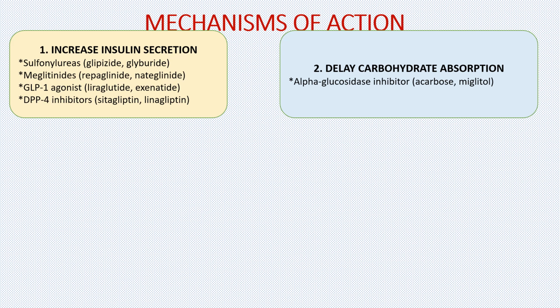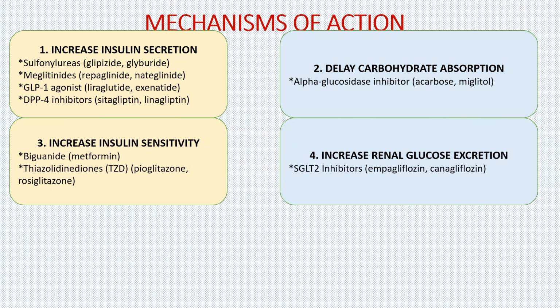Second, it delays carbohydrate absorption. So this medication slows the digestion and absorption of carbohydrates in the intestine. So an example, we have alpha-glucosidase inhibitors. The third one is it increases insulin sensitivity. So this medication improves the body's response to insulin, especially in the muscles and fat. So an example, we have the biguanide and the thiazolidinedione.